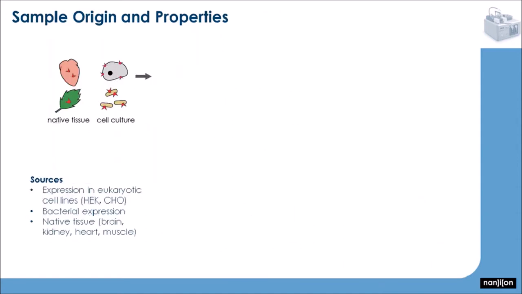I already mentioned that you can use membrane or a liposome, so I would go a little bit more in depth here. Typical sources that have been used for SSM-based electrophysiology are either eukaryotic cell lines, which are expressing the transporter, like HEK or CHO, but also bacterial expression is possible, and even native tissues can be used.